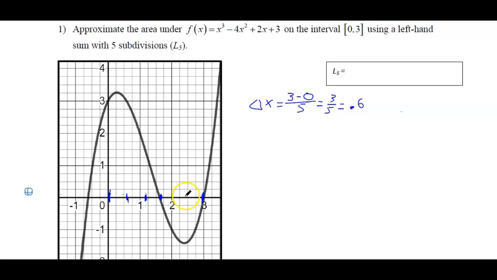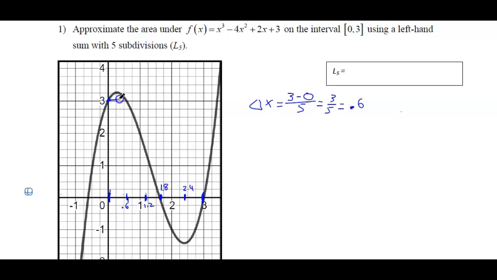The next one will be 2.4, so probably about there. And then finally we get to 3. So these are going to be all our values right there. We got 0.6, 1.2, 1.8, 2.4, and 3. And if you want to either write that on a graph or a table, whatever you like, sometimes that can help. And this one, all I'm going to do is just approximate these values.